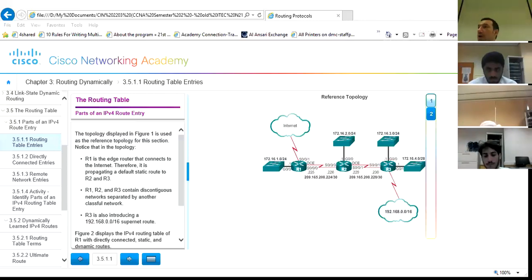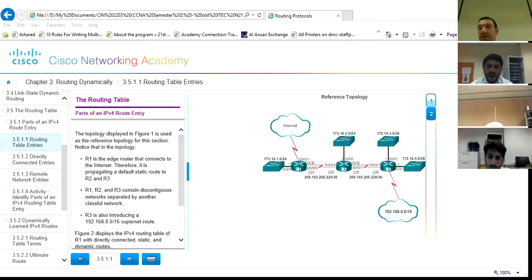So now R1 has this IP address, this network, and it wants to advertise it to R2. How can it advertise it? It has to go from serial 0/0 to reach R2 with the update. This is still RIP version 1. Now I'm trying to show you that RIP version 1 cannot work with discontiguous networks. It fails.